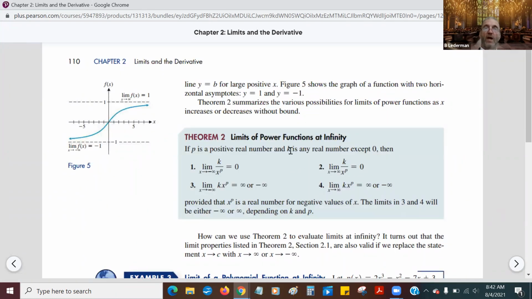So, the limits of power functions at infinity. P is a positive real number, and k is any real number except 0. So when x goes to negative infinity, this becomes 0 because the k is just a constant; it stays the same. But when x gets bigger and bigger, x to the p power gets bigger and bigger and bigger.